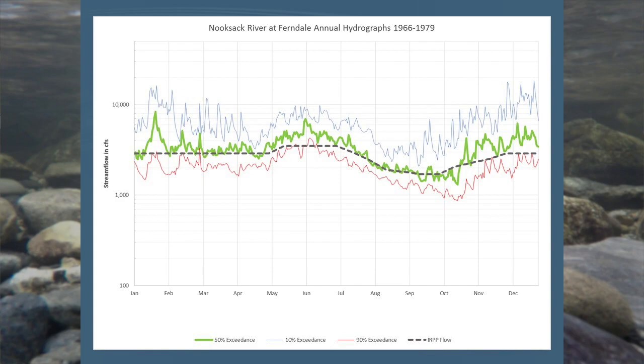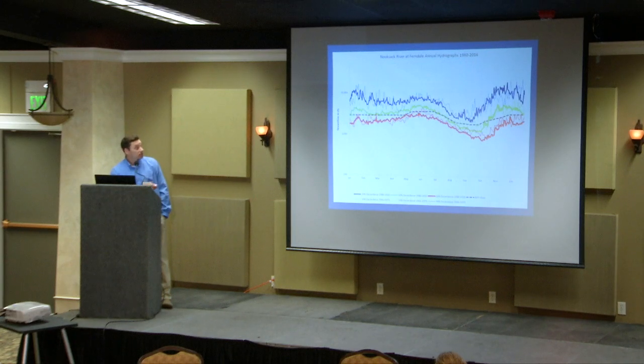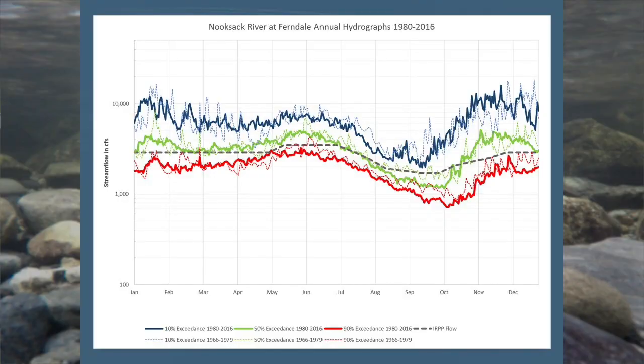So one of the other questions that I get asked pretty frequently is, these flows were from the 60s and 70s. What do flows look like today in comparison with the rule? So I added that data to the chart, the same statistics. And so this is from 1980 to 2016, so essentially all the flows in the Nooksack River at Ferndale after the data that was used in the rule. And this is the dark green line again.